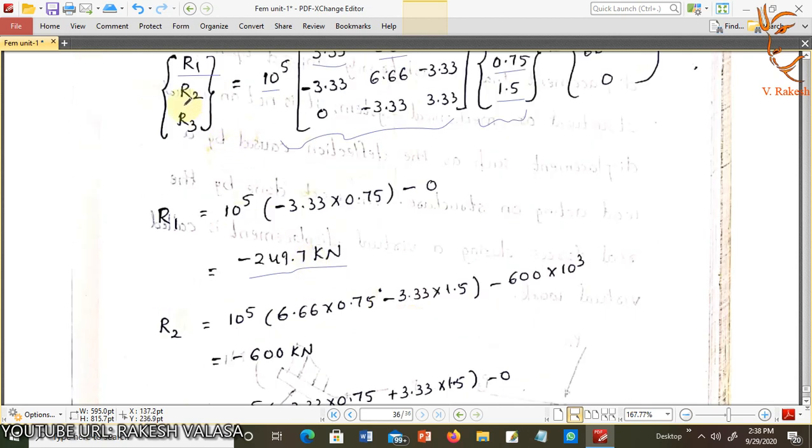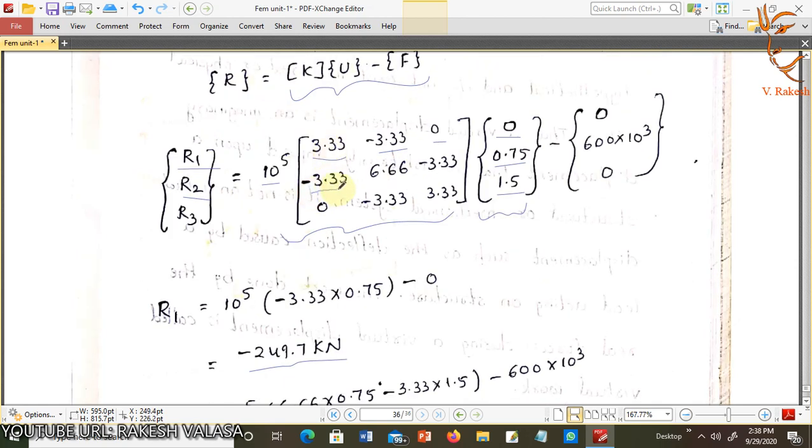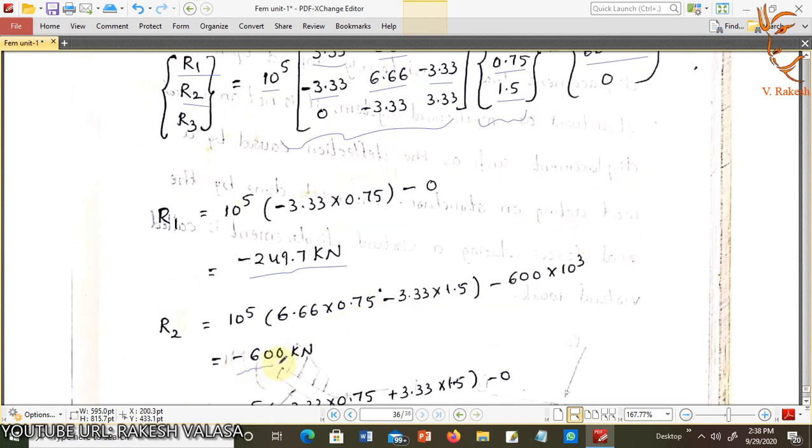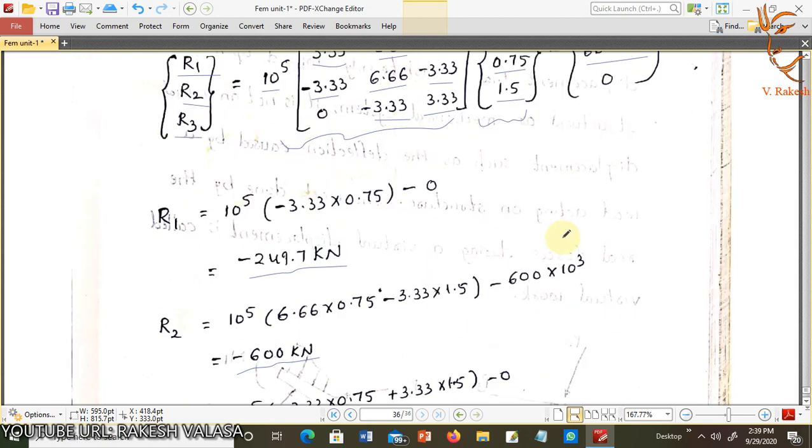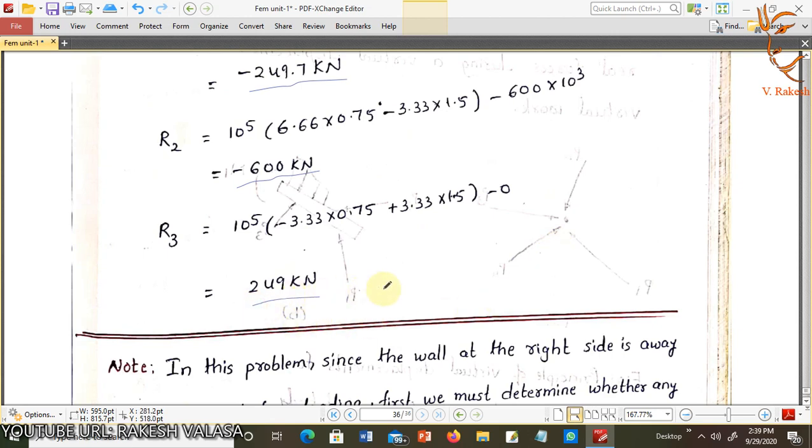Similarly, calculate reaction force at 2. R2 equal to 10 power 5 into minus 3.33 into 0 plus 6.66 into 0.75 minus 3.33 into 1.5 minus 500 into 10 cube. Answer is minus 600 kilonewtons. Similarly, R3 equal to 10 power 5 into 0 into 0 minus 3.33 into 0.75 plus 3.33 into 1.5 minus 0. That answer is 249.